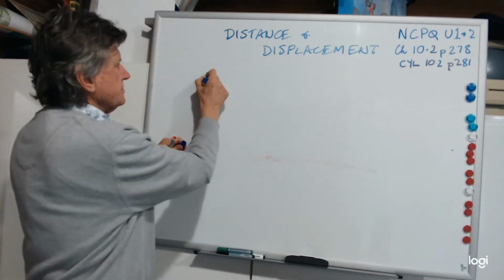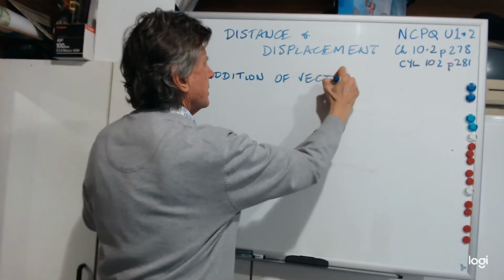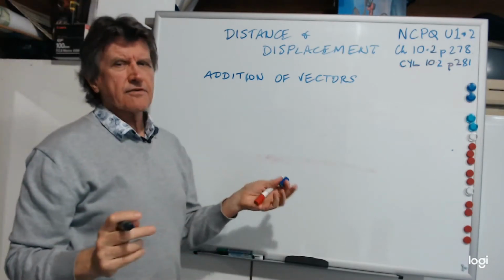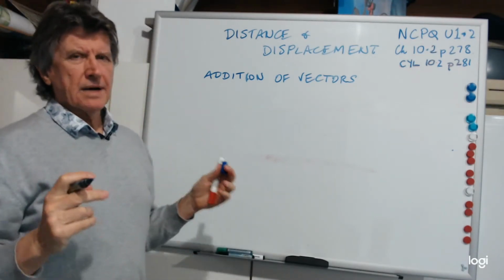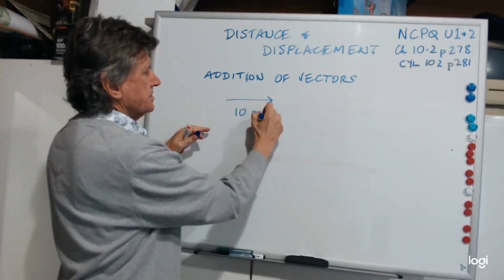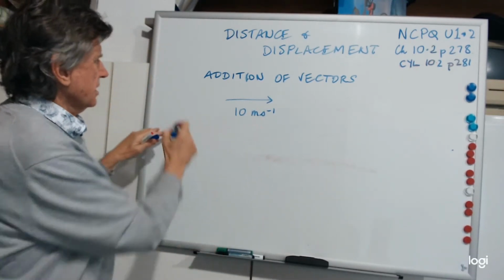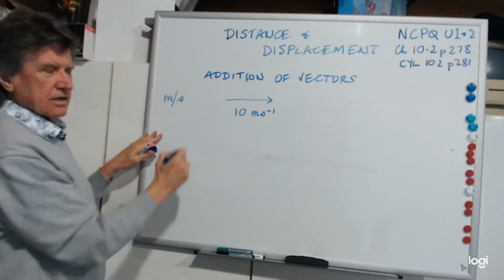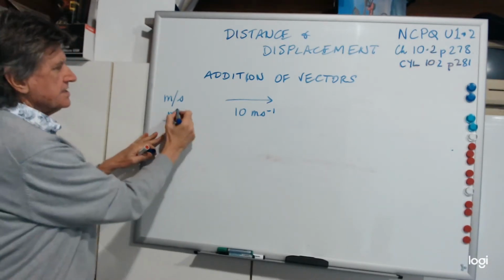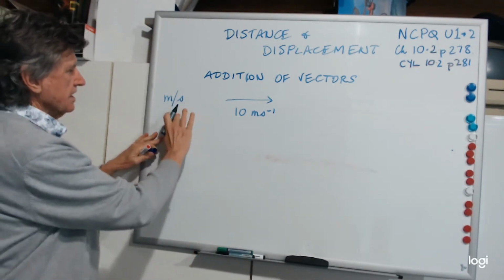Let's talk about addition of vectors. Now, say for instance you're on a bus and the bus is travelling at 10 metres per second. Now I'm using these symbols here. I might as well get you used to it right from the start. That just means metres per second, or if you like, metres over second. Now you know from maths that these are to the power of 1, and if they're to the power of 1 you usually leave them out, so you can just leave it out like that.